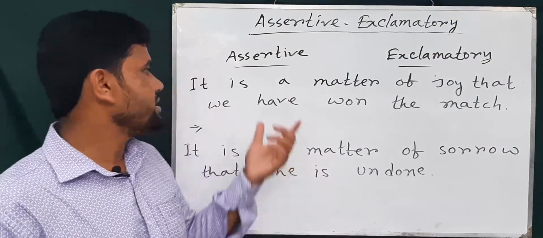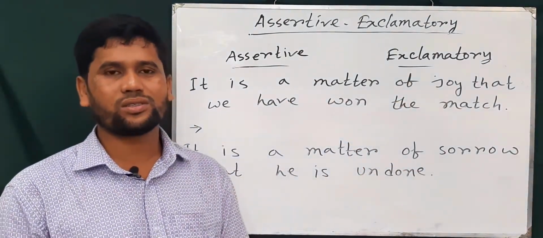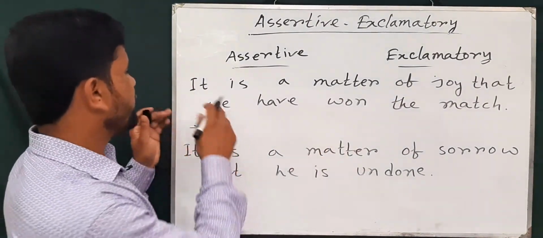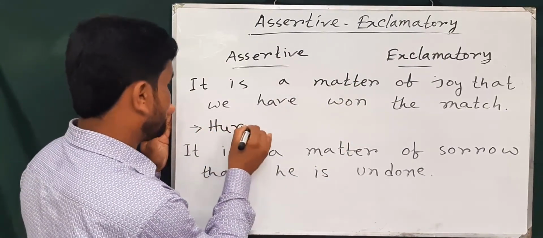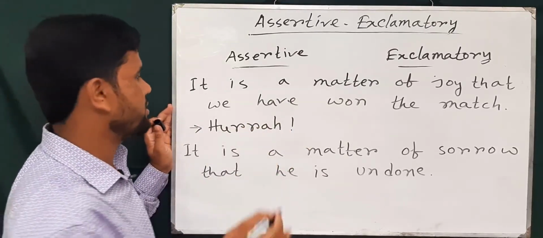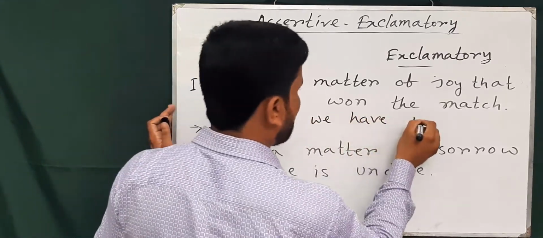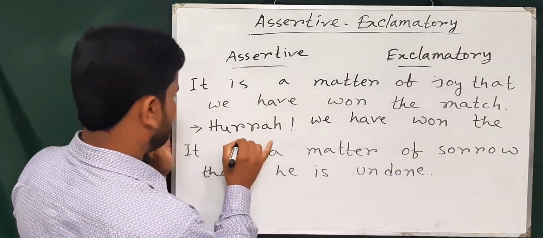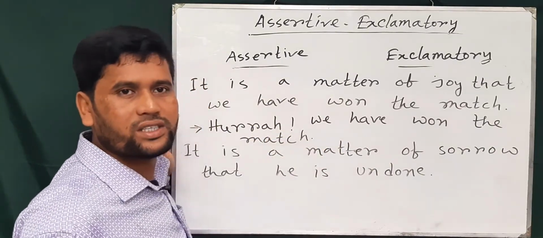If you find it is a matter of joy that, or it is a matter of sorrow that, then you can use a short exclamatory word instead of this, like this. If you find it is a matter of joy that, you can use hurrah, and use a note of exclamation. Then next part, we have won the match. And at the end, we use a full stop.